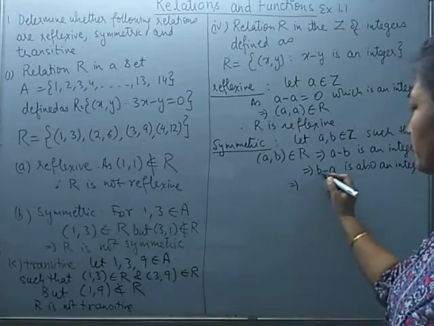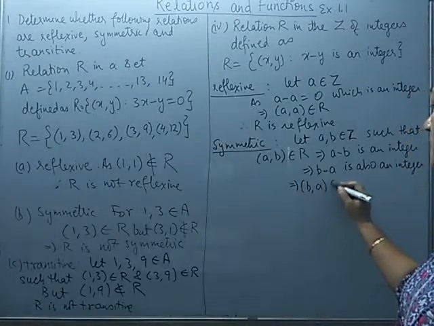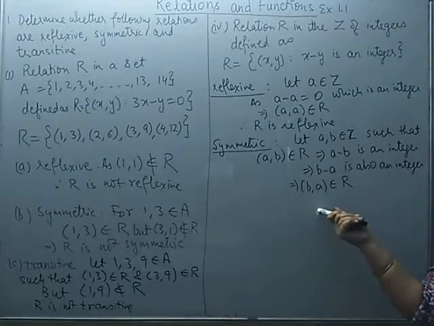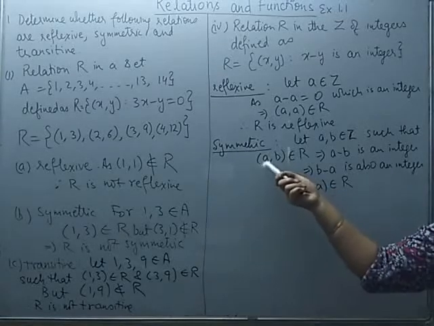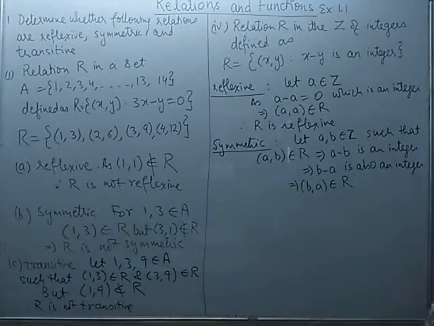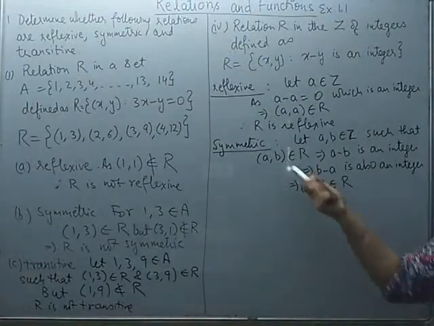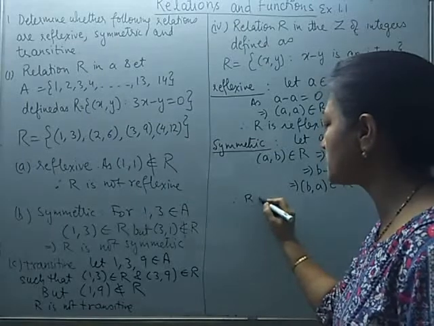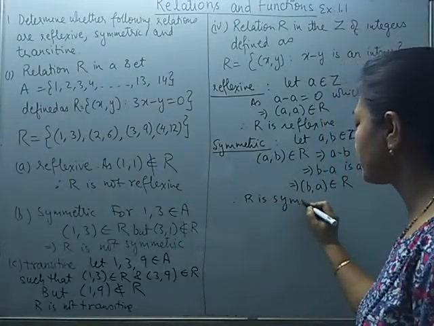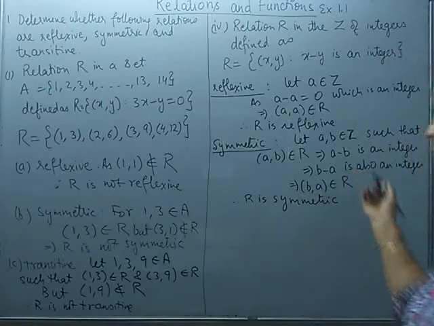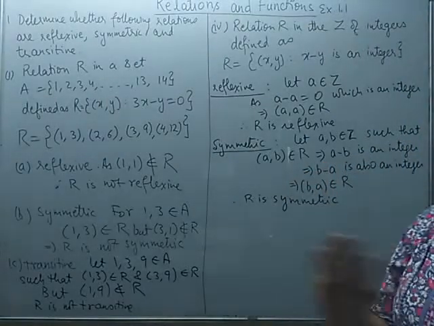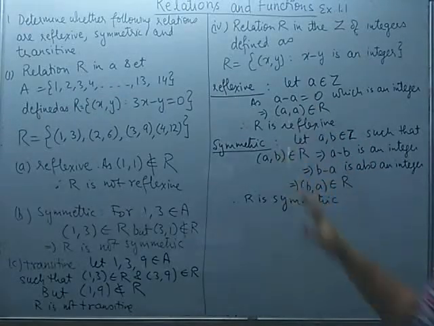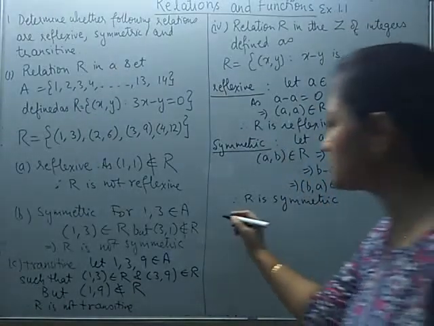So this can be further written as B minus A belongs to R. So if (A, B) belongs to R, obviously (B, A) will also belong to R. Because if A minus B is an integer, B minus A will also be an integer. It will be the negative of that, but it will be an integer. Therefore, R is symmetric. See, I don't have to assign values to A and B. A and B denote all the possible integers. So when we do it in a general way, we are talking about all the integers.